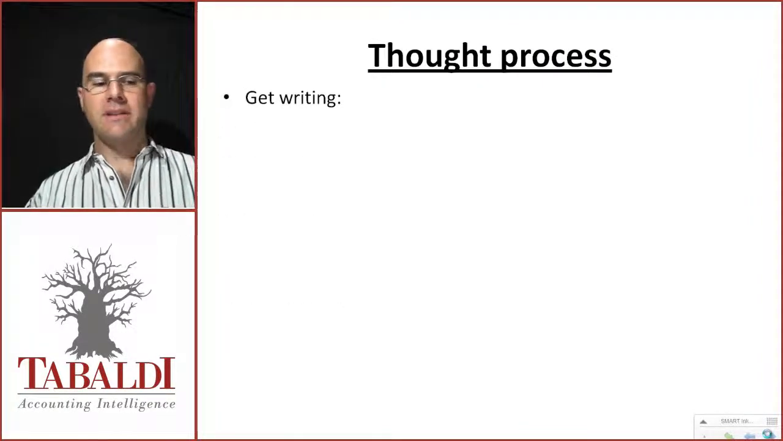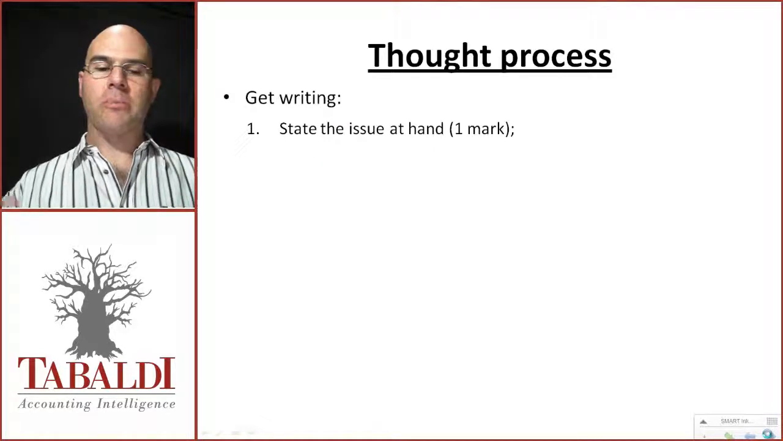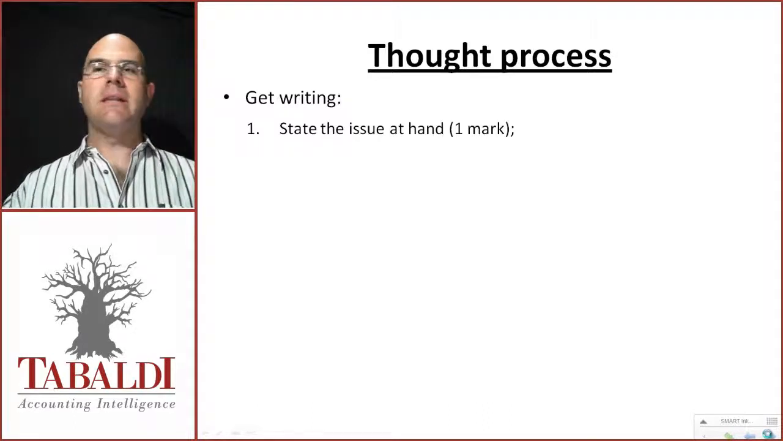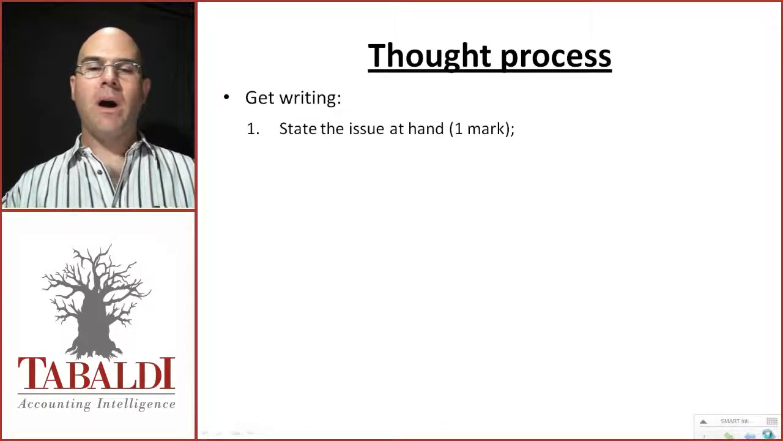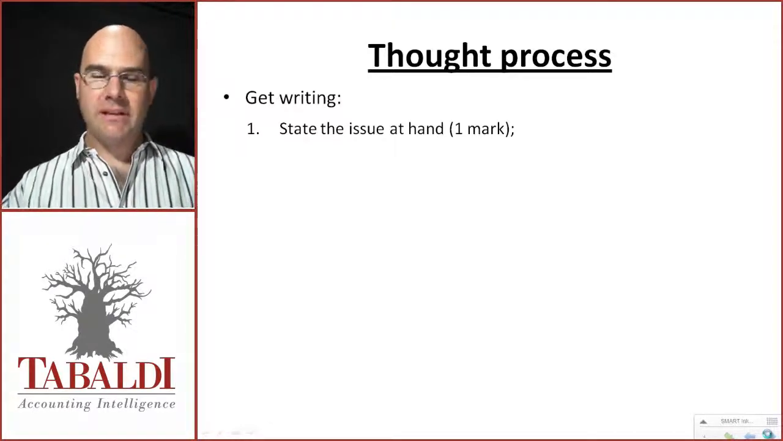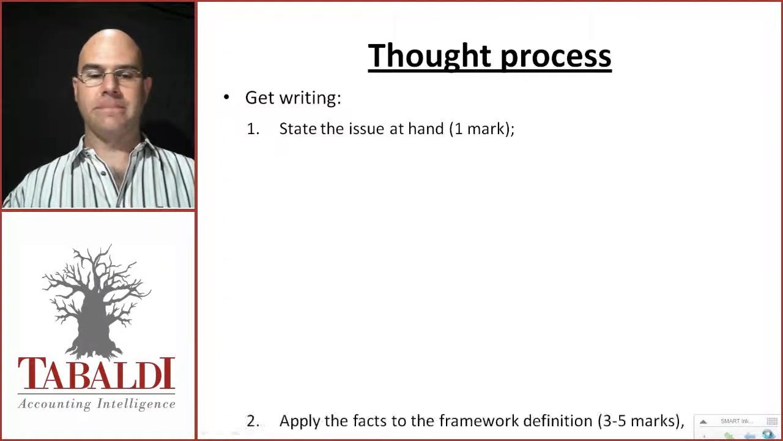So the thought process. Let's get writing. First of all, state the issue at hand. Often there is a mark purely for stating the issue at hand. What does that statement mean? It means that transaction XYZ has been recorded as an asset. Should this have been recorded? First of all, it doesn't meet the definition and then it doesn't meet the recognition criteria for an asset. State the issue.